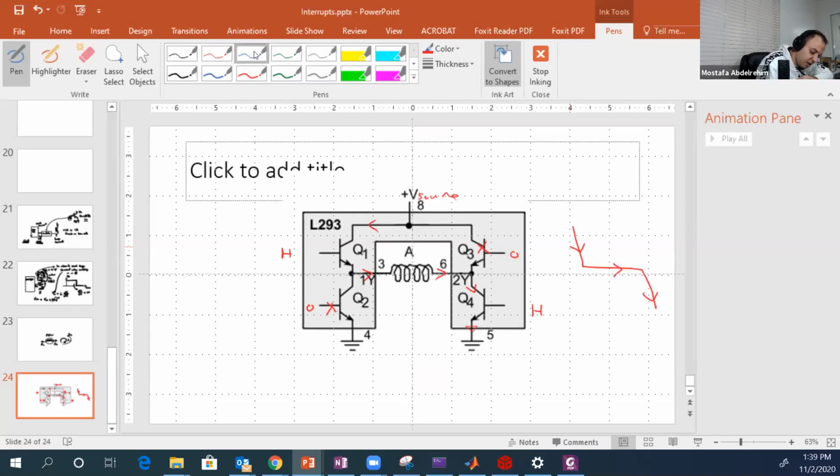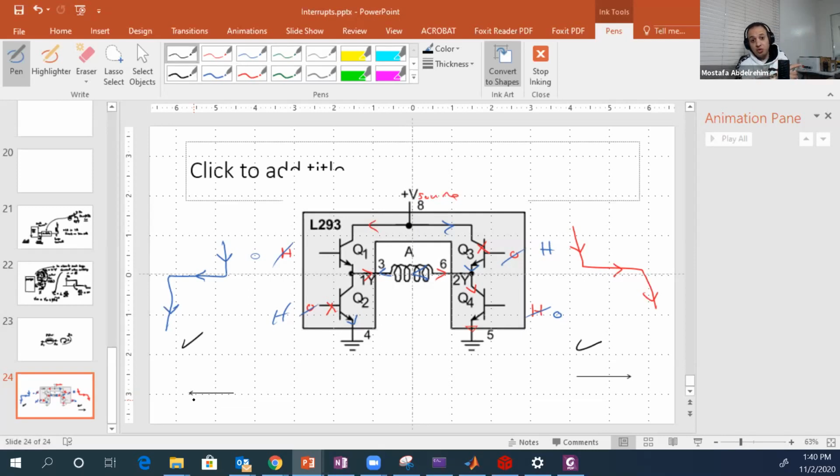Then if you do the opposite, if you put 0 here and 0 or low, and you put high here or 1, the current will flow like this. Now look at this one and this one. So here the current is flowing in that way in the motor, but here the current is flowing in that way in the motor. So the motor using that bridge can rotate in both ways.